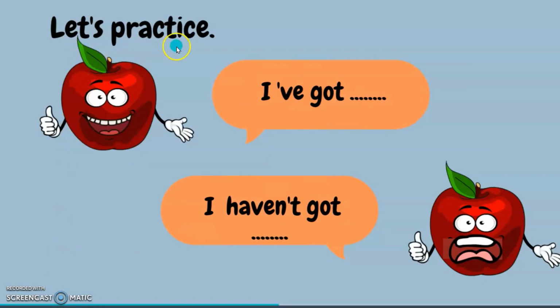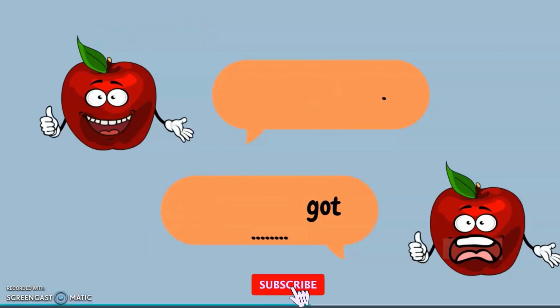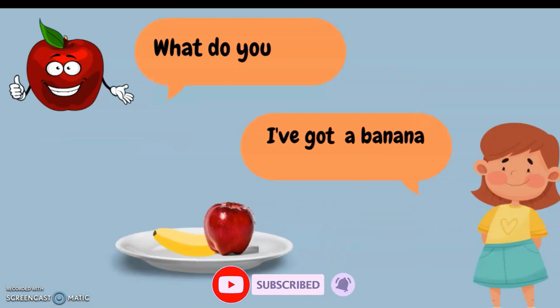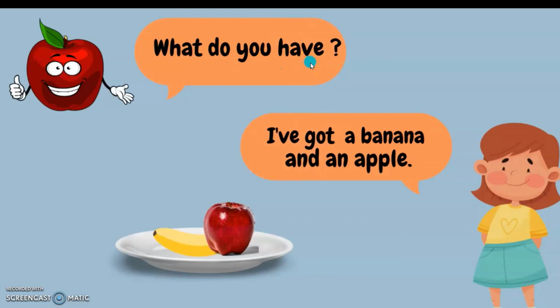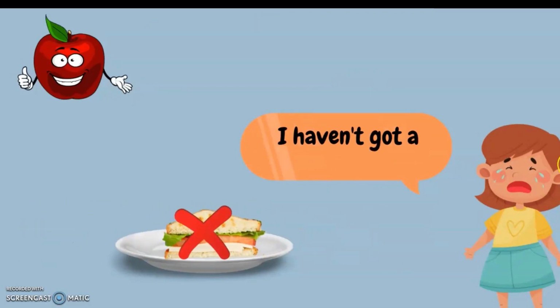Let's practice. I've got. I haven't got. What do you have? I've got a banana and an apple. I haven't got a sandwich.